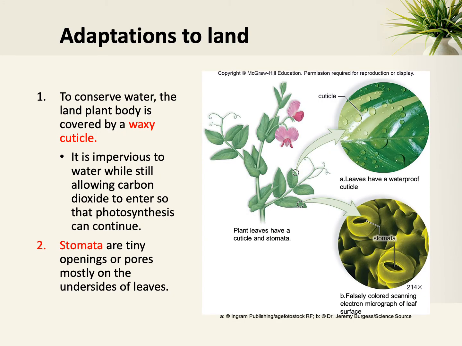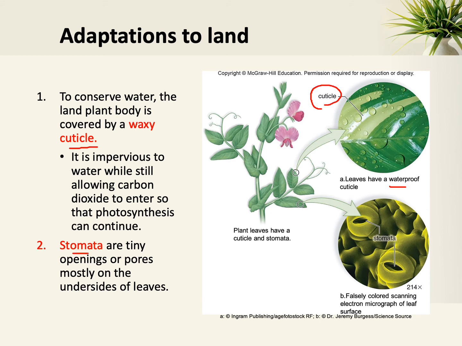Okay, so there are a few characteristics that plants need to be able to adapt on land. The first one is to conserve water: the land plant body is covered by a waxy cuticle. It is impervious to water while still allowing carbon dioxide to enter so that photosynthesis can continue. So we have the waxy cuticle. It is waterproof.